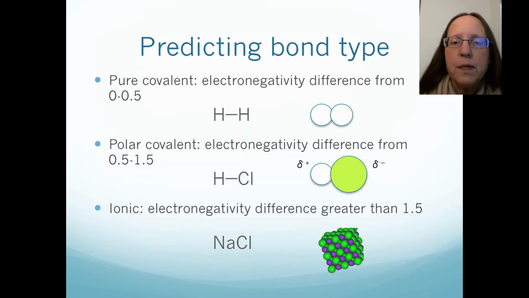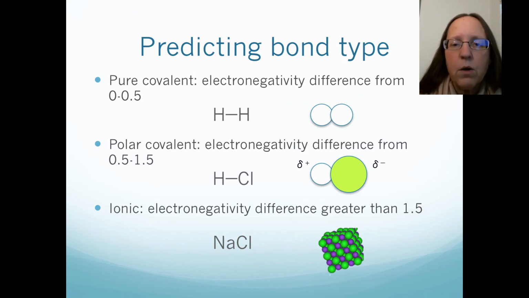Electronegativity can be used to predict the type of bond 2 elements will form. If the difference in electronegativity between the 2 elements is very small, from 0 to 0.5, the bond is considered pure covalent, with no ionic character. If the difference is between 0.5 and 1.5, the bond is covalent with some ionic character. It is a polar covalent bond. If the electronegativity difference is greater than 1.5, the bond is considered ionic.